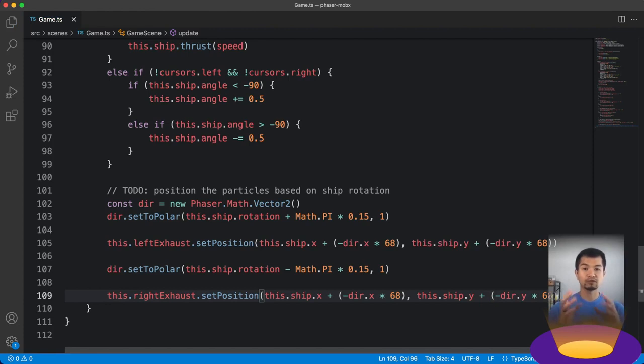So basically what we're doing here is, given the direction vector that each exhaust particle should be placed in, we're going to multiply that by a length of 68 so that it's in front of that area, basically where our exhaust is, and then place our exhaust particle there each update based on the rotation of the ship. Let's see what we did, and let's see if it actually worked.